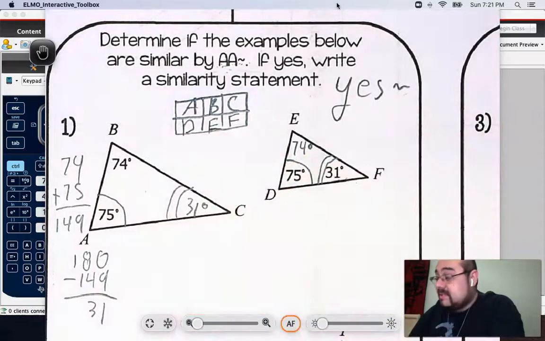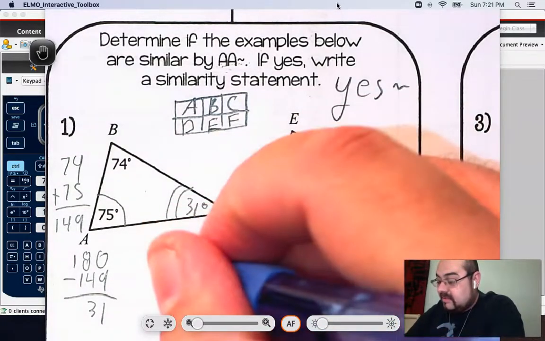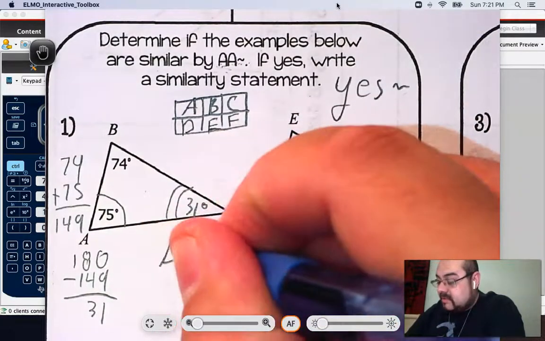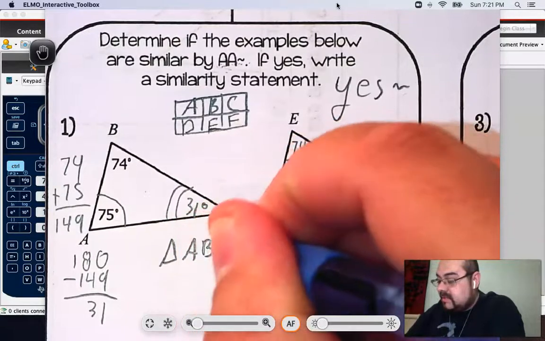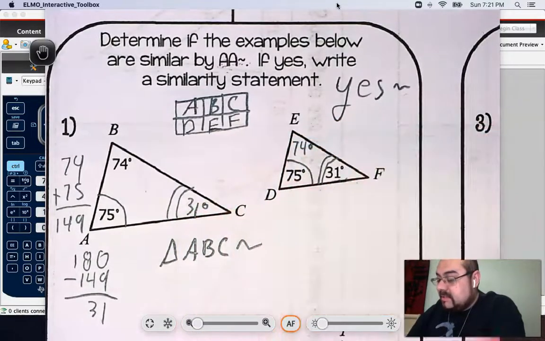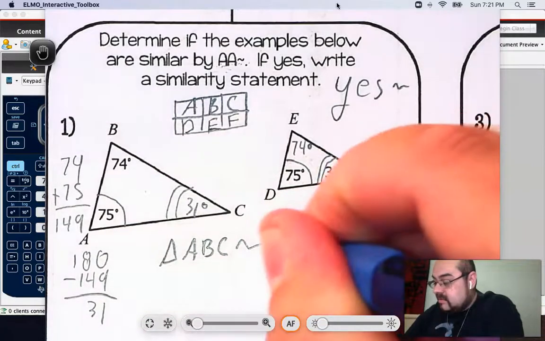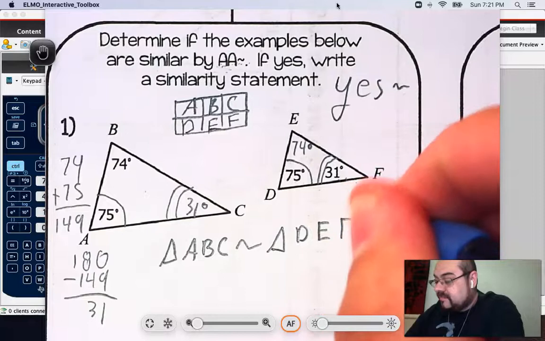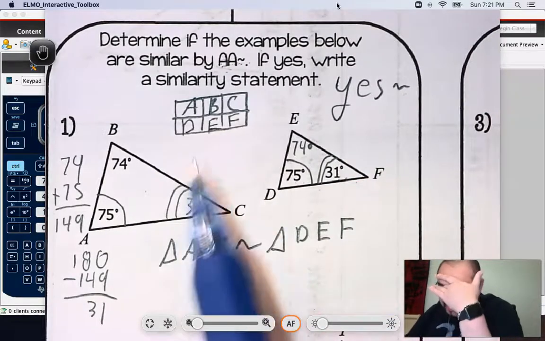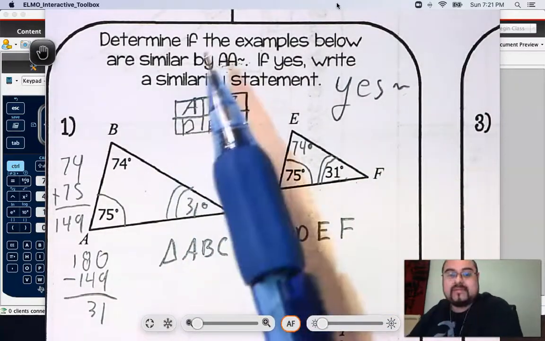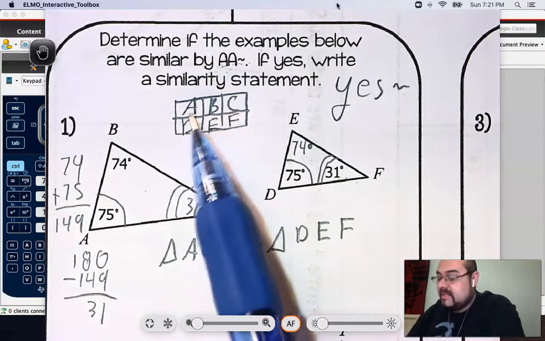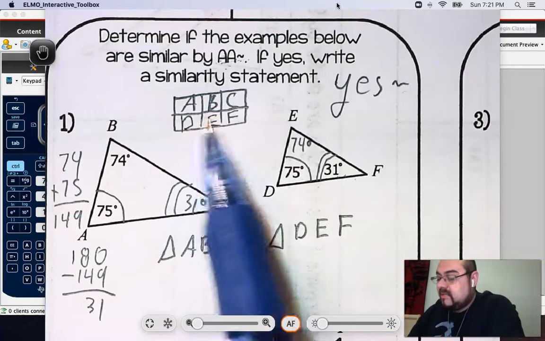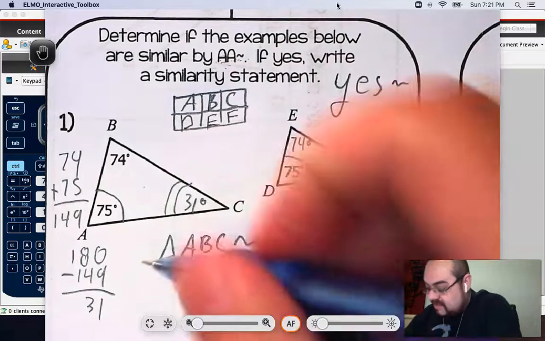I'm sorry, my similarity statement. All right, I'm confusing myself again. Triangle A, B, C is similar to triangle D, E, F. Where did I get that from? I simply use the grid system that I have up here. Okay, ABC was the first one, and right underneath that is DEF. So that's going to be my answer.